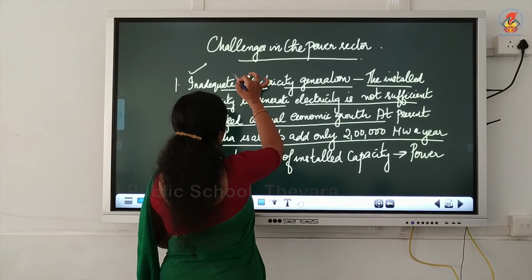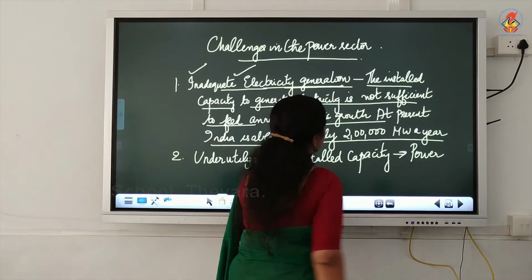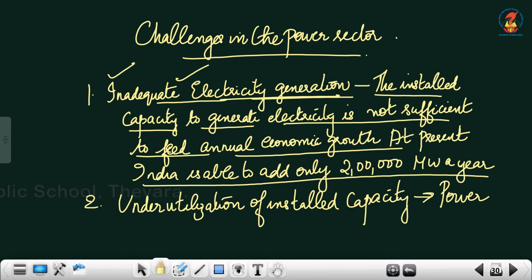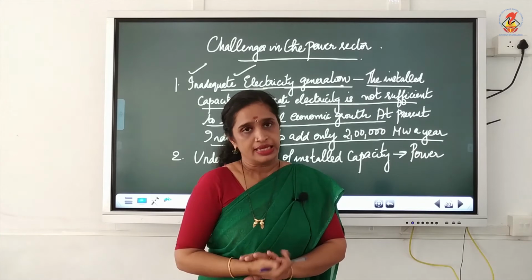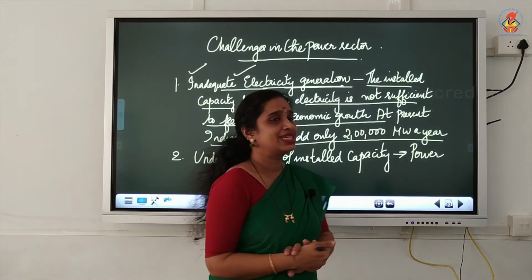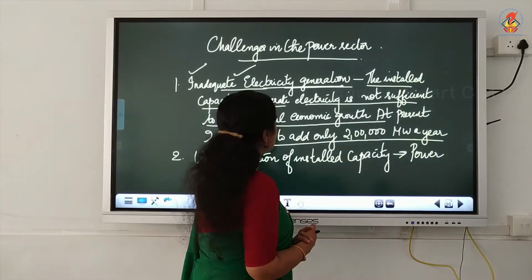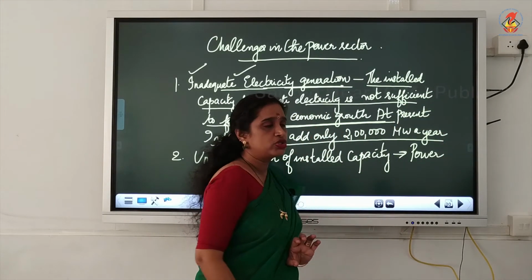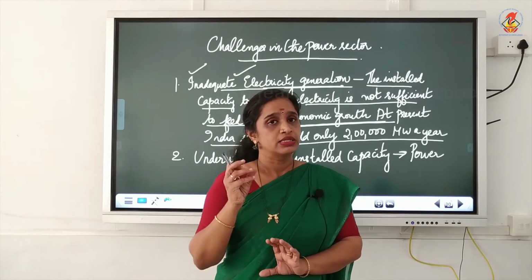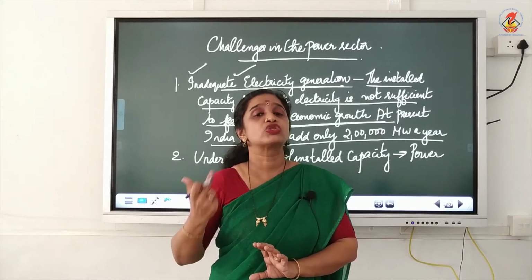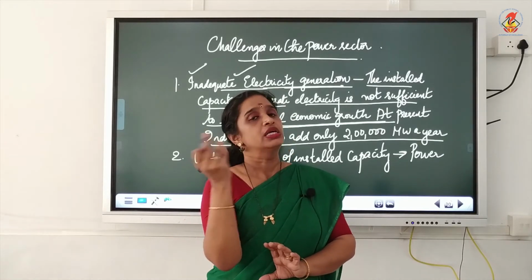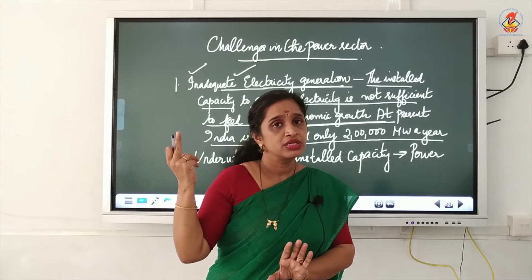But what is the major problem that we are facing? Inadequate electricity generation. Whatever technology we have installed, the installed capacity to generate is not sufficient. Whatever we have installed, its capacity is less to generate. So, the installed capacity to generate electricity is not sufficient to feed the annual economic growth. That means the number of industries is increasing day by day. Therefore, they all need a source of power. To feed them, the existing capacity is not sufficient.